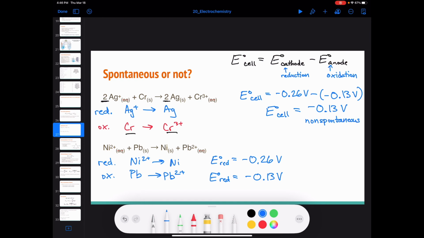It wouldn't work just by itself. If I hooked this up to a voltmeter, it wouldn't work. I wouldn't get a voltage. It'd be like a dead battery, right?